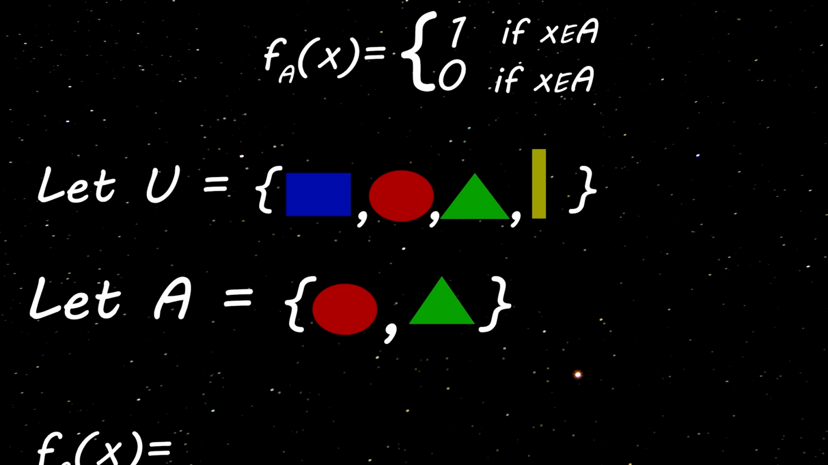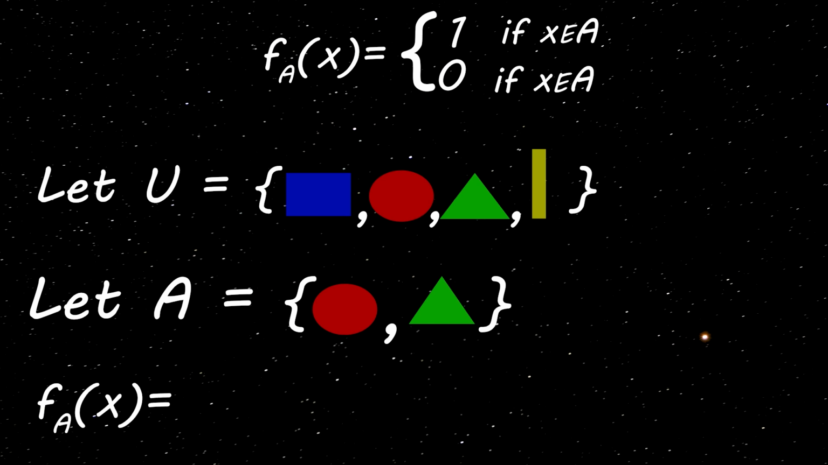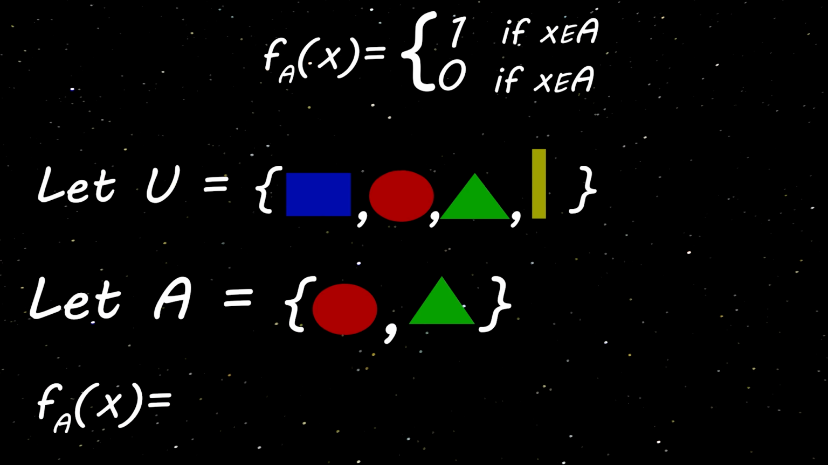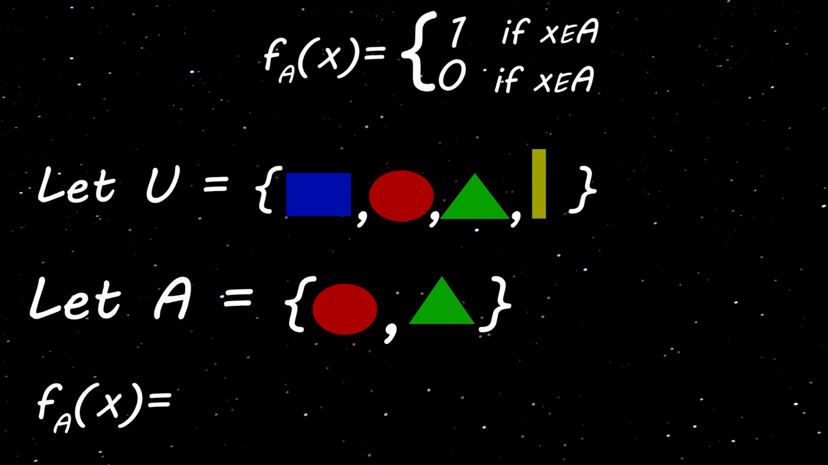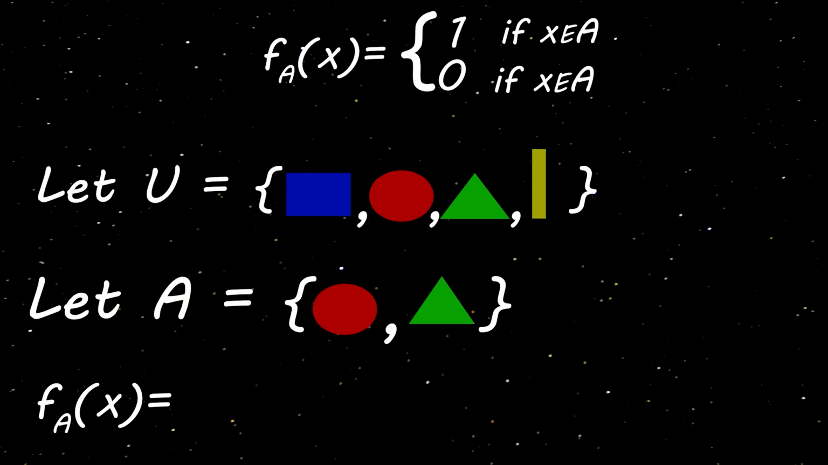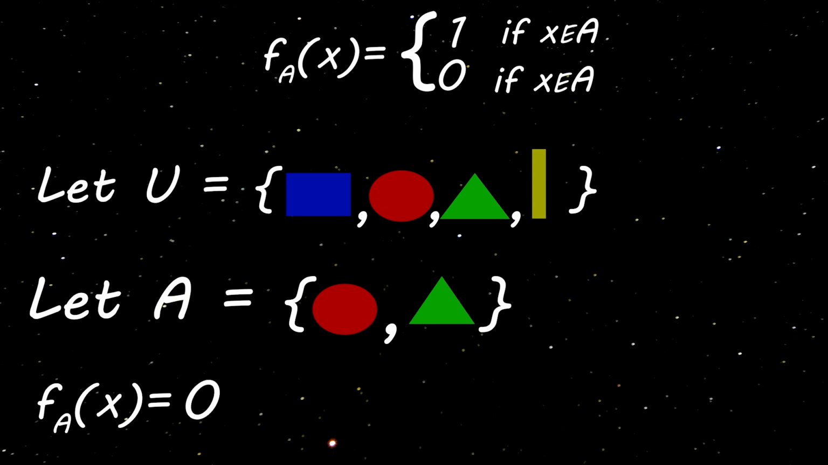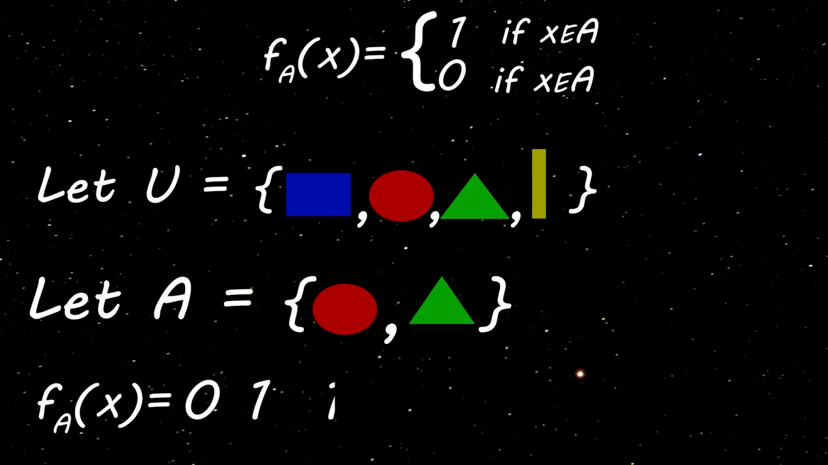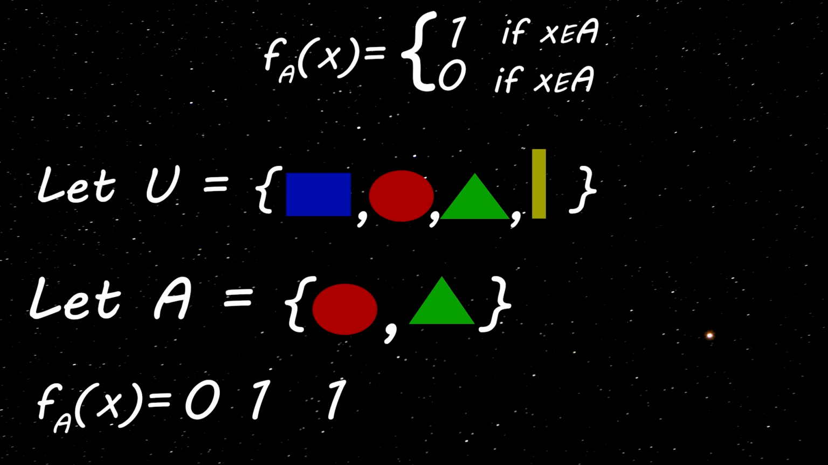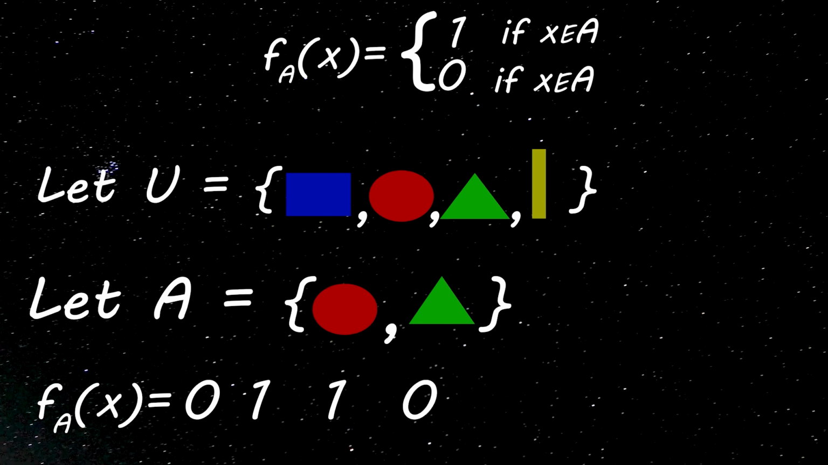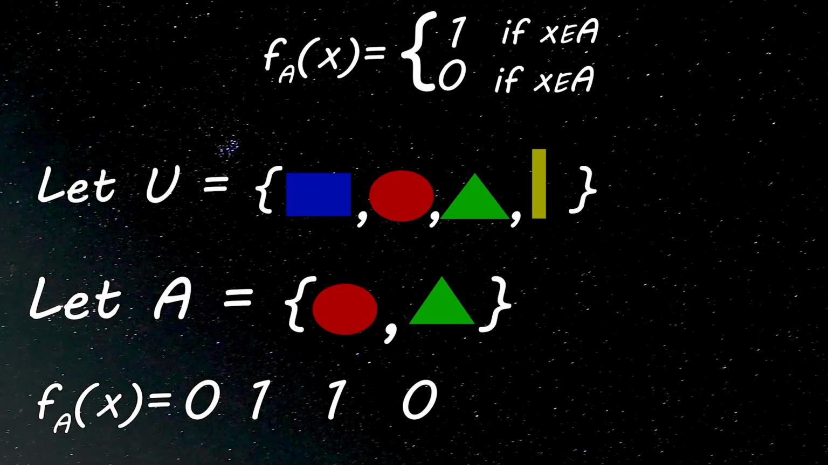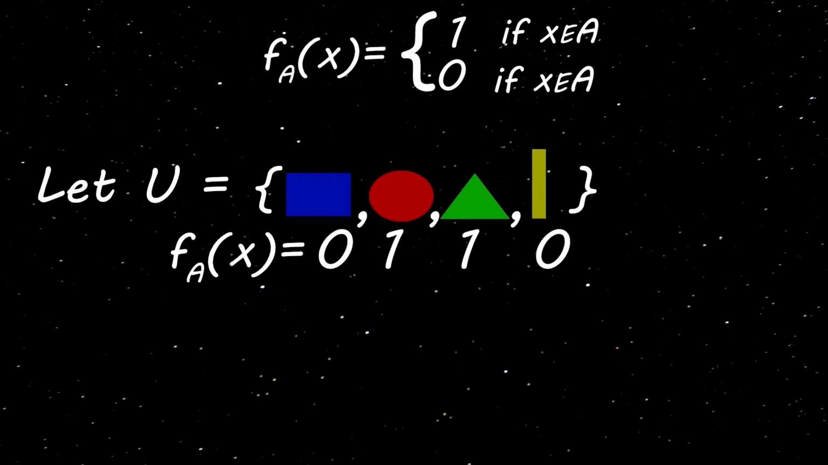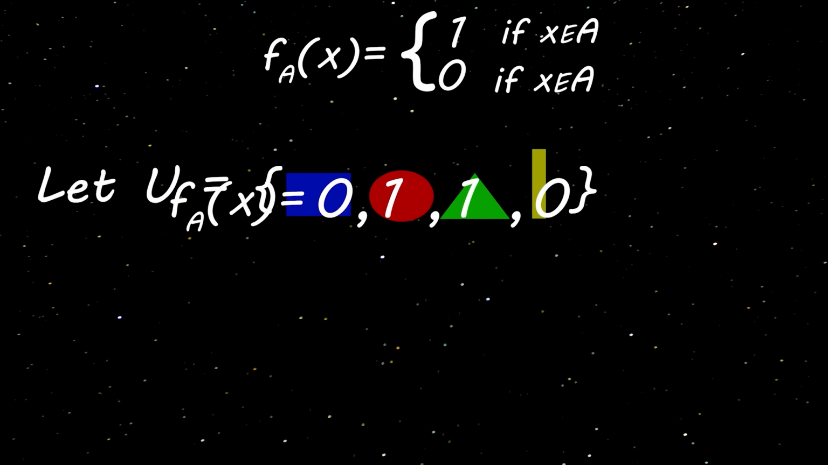The characteristic function of A is that if we took the universal set U, any value of U that isn't A is given a 0, and all the values of A are given a 1. The square isn't inside of A, so that would be 0. The circle is in A, which will give the value 1. The triangle is also in A, which gives another value of 1. And that straight line is not in A, so that value is 0. And this is the characteristic function of A. Recognize how the characteristic function lines up with the elements inside of U.